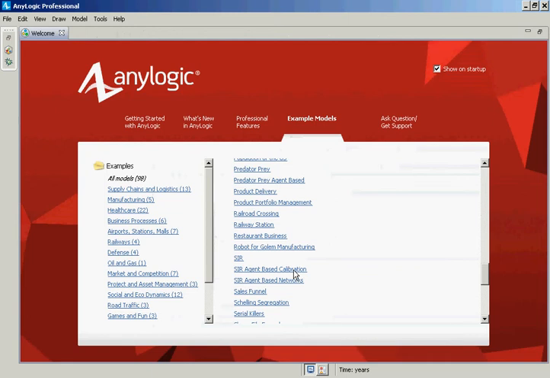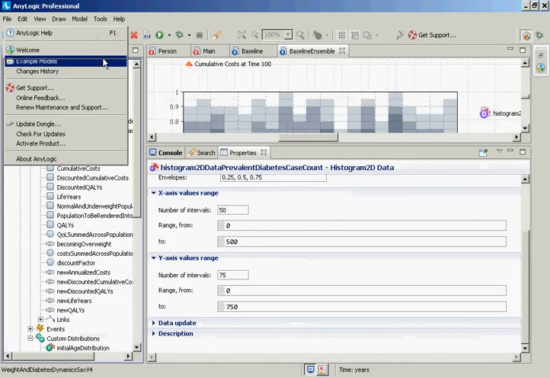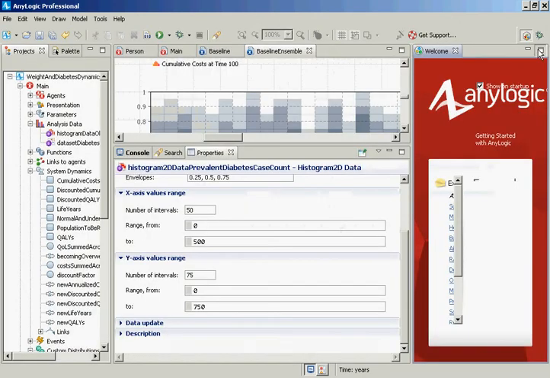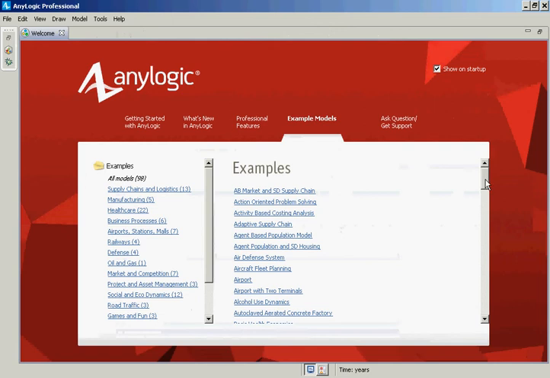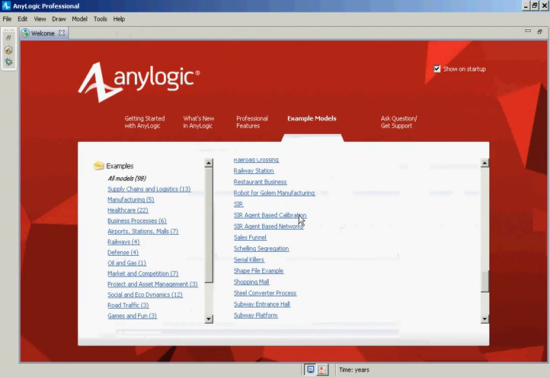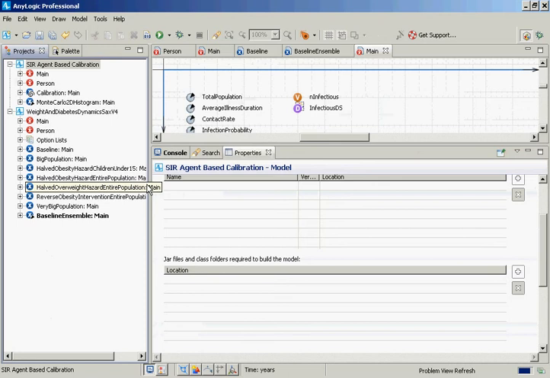Let's do that again. So I did Help, Example Models. Okay, there we go. And then scroll down here and go to SIR agent-based calibration. Boom. So now this is loading a new model. And what we'll see is, although this model is new, and although it depicts a situation different from the one we talked about in terms of its details, there's much commonality. And I want to draw attention to this calibration.